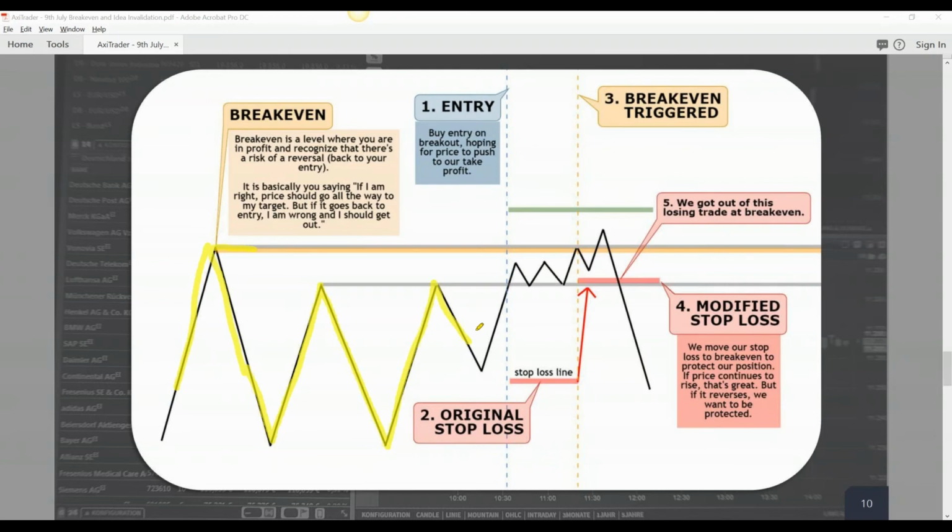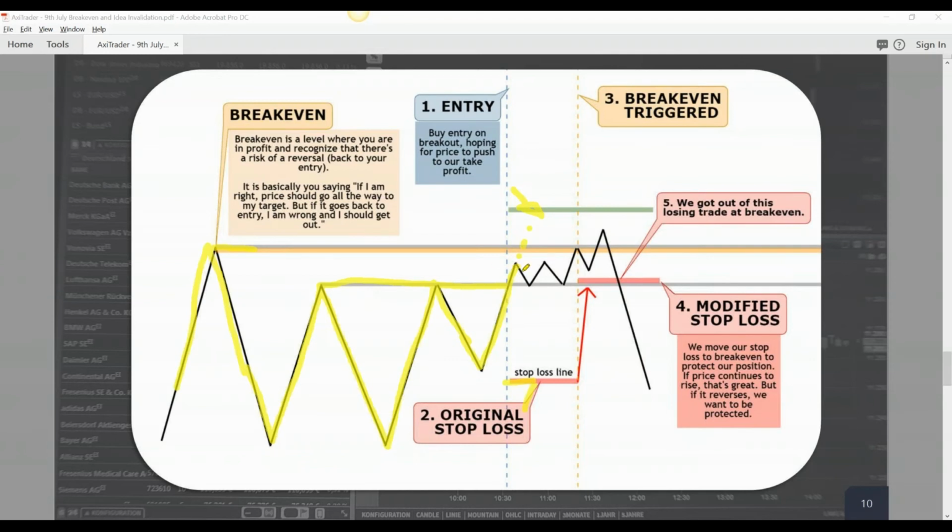So what are we thinking of now? My mic just fell. All right, what are we thinking of now? We see that there is a swing high resistance over here. We think our entry is that we will buy on the breakout, hoping for price to push to our take profit. So price comes down here and it's coming up here and it breaks out. The moment it breaks out, our take profit is over here. This is our take profit, and this is our original stop loss line. We are hoping for price to come all the way up to here.